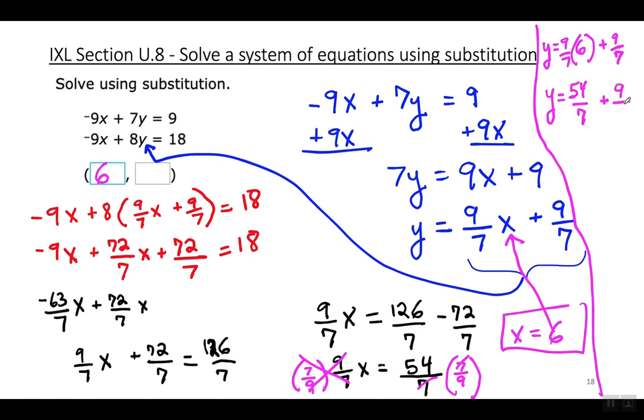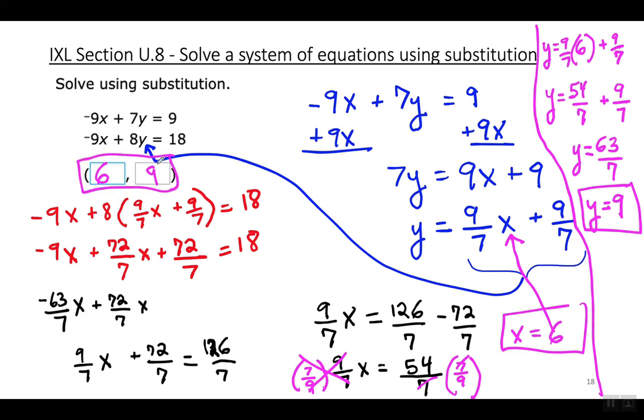Plus 9 over 7. So now I add those two fractions. 54 plus 9 is 63. And I've got a 7 on the bottom. And 63 divided by 7 equals 9. So y equals 9. And now I'm done with this problem. So there's my solution to this system of equations: 6, 9. When you plug in 6 for x and 9 for y, it makes both equations true.